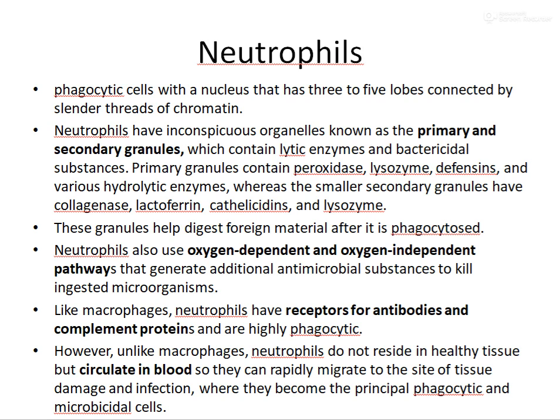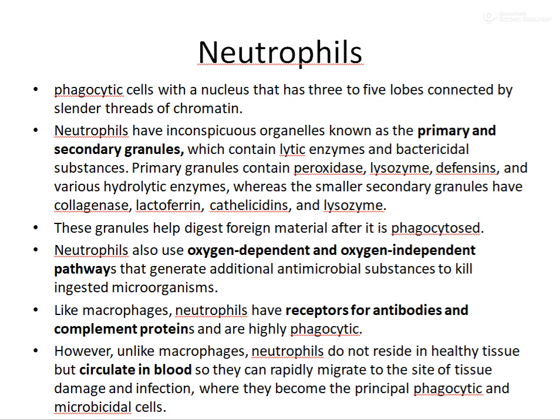Now, neutrophils are phagocytic cells with a nucleus having 3 to 5 lobes connected by slender threads of chromatin. They have inconspicuous organelles called the primary and the secondary granules. The primary granules contain various enzymes called peroxidases, lysozyme, defensins, and various other hydrolytic enzymes. The secondary granules have other enzymes like collagenase, lactoferrin, cathelicidin, lysozyme, and so on. All these granules help the foreign material to get digested after it undergoes phagocytosis.